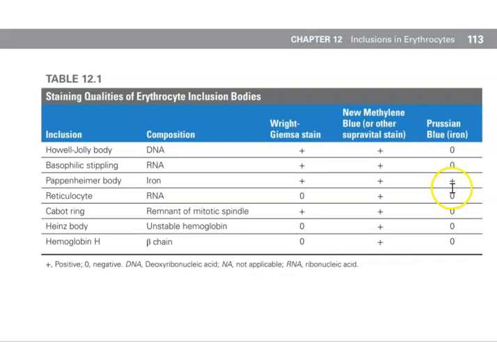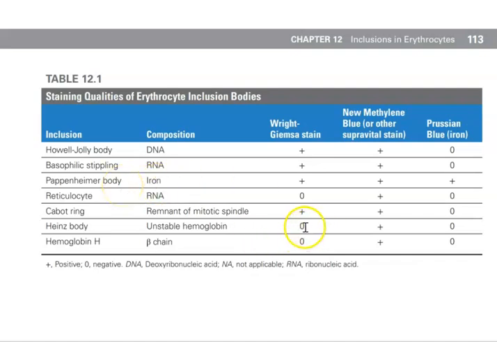And really the only one that it's associated with is that Pappenheimer body, where you're looking for that iron, because Pappenheimer bodies are made up of iron. Okay, so that's really the only one that's significant for it. But remember that, because that's another certification exam question. It'll ask which inclusion Prussian blue is looking for, and it'll be Pappenheimer bodies.